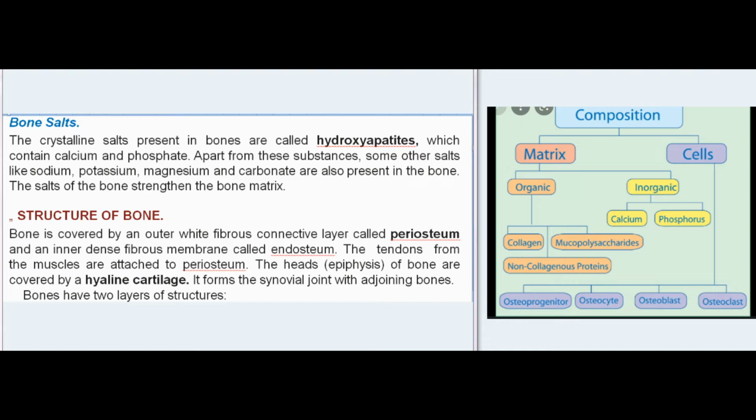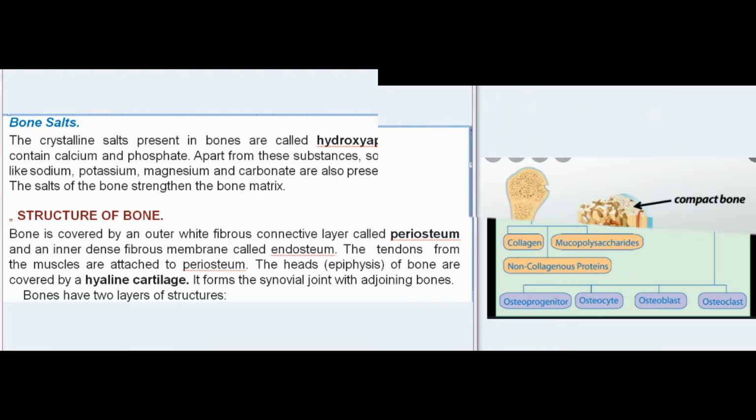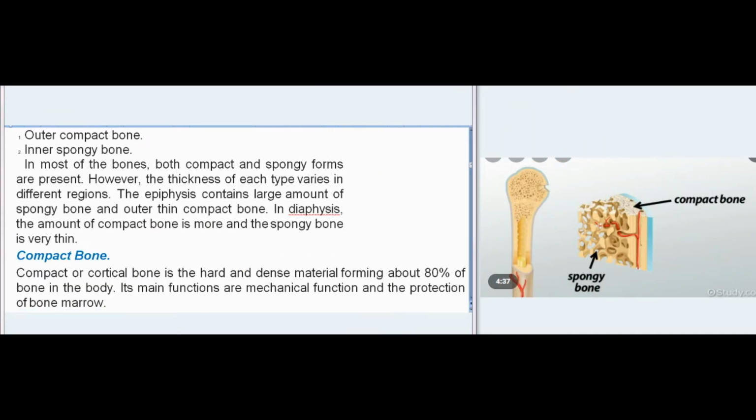Bones have 2 layers of structures: outer compact bone, inner spongy bone. In most of the bones, both compact and spongy forms are present. However, the thickness of each type varies in different regions. The epiphysis contains a large amount of spongy bone and outer thin compact bone. In diaphysis, the amount of compact bone is more and the spongy bone is very thin.